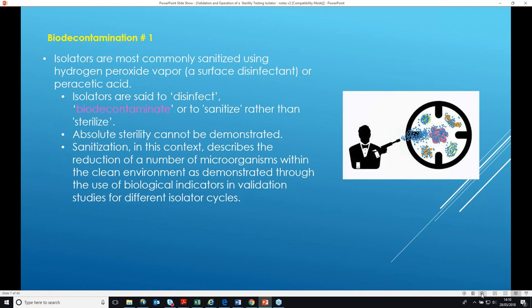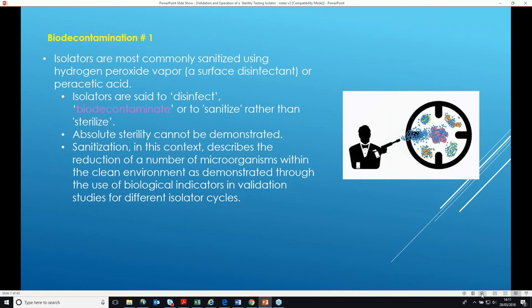Now, importantly, isolators are said to disinfect or to sanitize rather than to sterilize. And this is because absolute sterility cannot be demonstrated. So an isolator can't be proven to sterilize the way that an autoclave could. And this is because the sanitization agent has no penetrative ability.